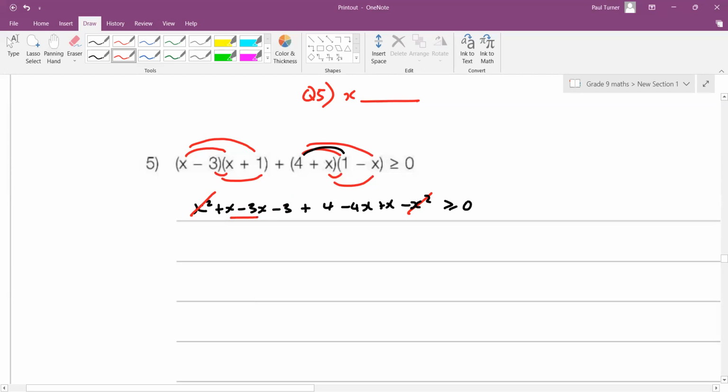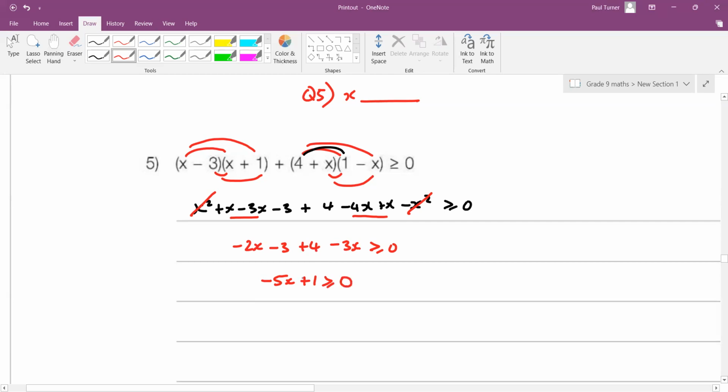So you can just do bit by bit, x minus 3x. So it's minus 2x, minus 3 plus 4 minus 4x plus x minus 3x greater than or equal to 0. So minus 2 minus 3 is minus 5x. And then you've got 4 minus 3 is 1, greater than or equal to 0. Like that.